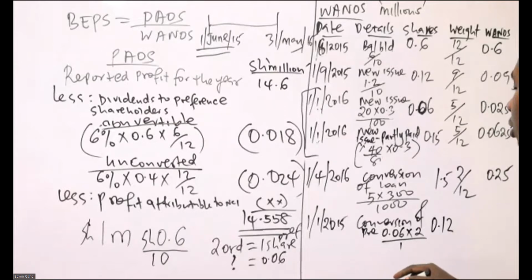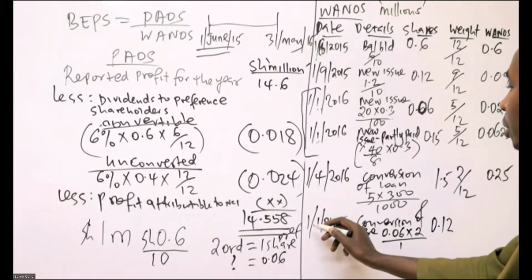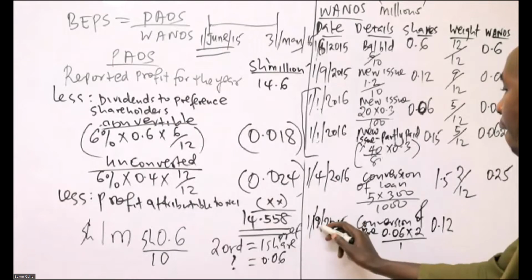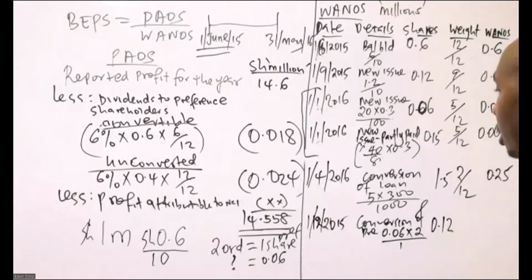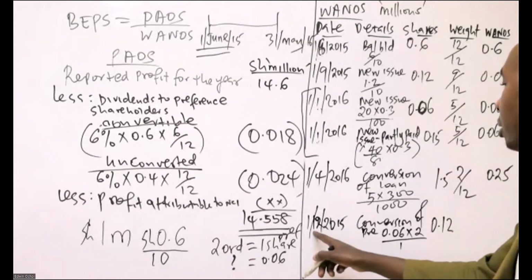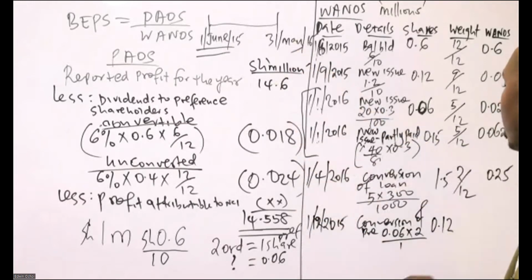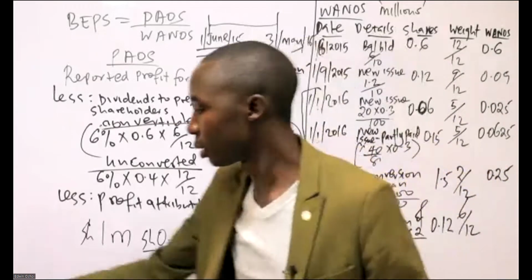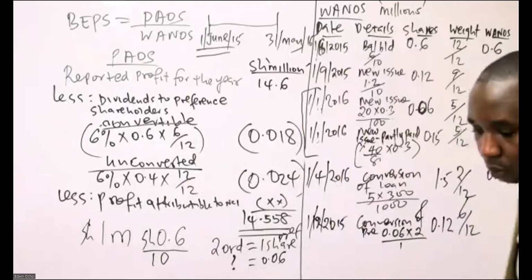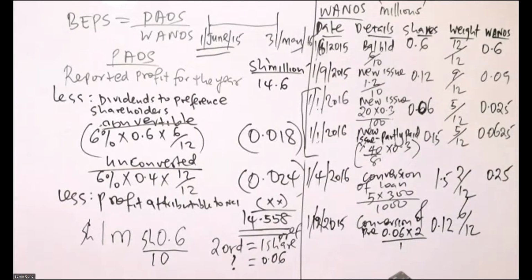So is this January or December? This one is December. It was 1st December. So from 1st December to May, that is 6/12. Those are 6 months, 6 months, 6 months, so that is divided by 2. So you get 0.06.